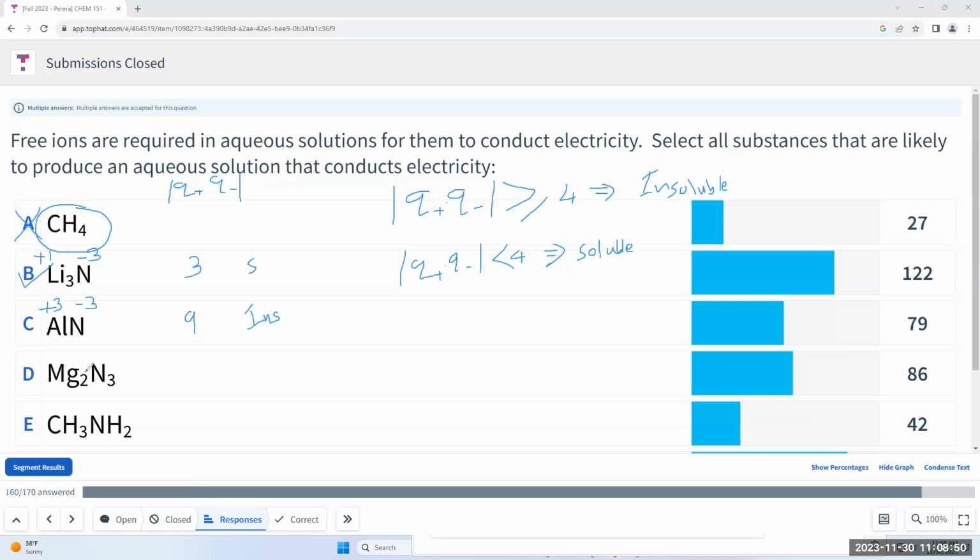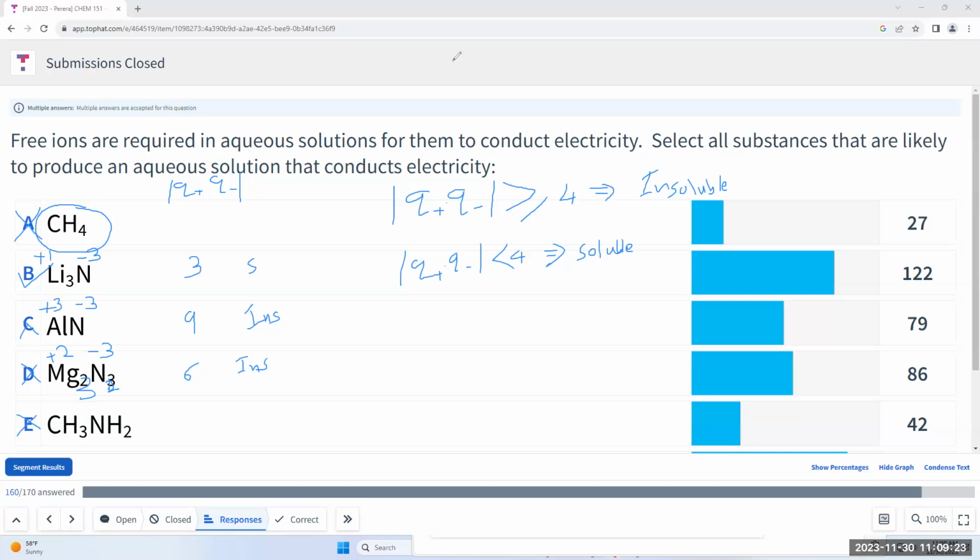Magnesium nitride, there's a typo here. This should be 3 and this should be 2. Okay, magnesium is +2 and nitrogen is always -3. The charged product is 6, therefore insoluble. Therefore, this will not conduct electricity. So these guys are out. And CH3NH2, is it covalent or ionic? Everybody, CH3NH2, covalent or ionic? It's a covalent compound. It doesn't have ions to begin with. Therefore, it will not generate ions or a solution that conducts electricity.